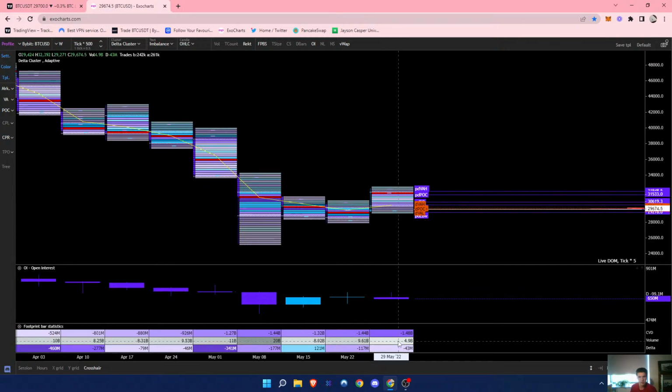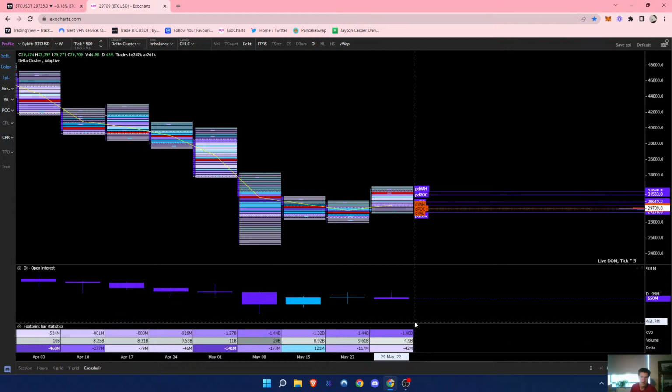So things I like to look at on my footprint bar stats: is there a lot of volume? At the moment today, not a lot of volume, only 5 billion volume. Is there a lot of delta, or what is delta doing? And on the very bottom here, negative 43 million delta. So typically somewhat of a neutral day, to say.